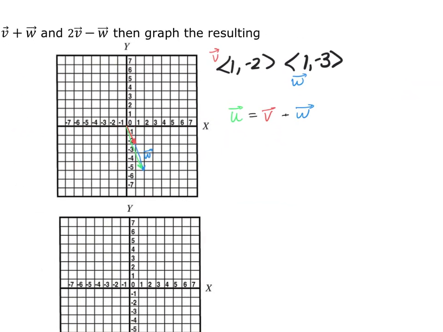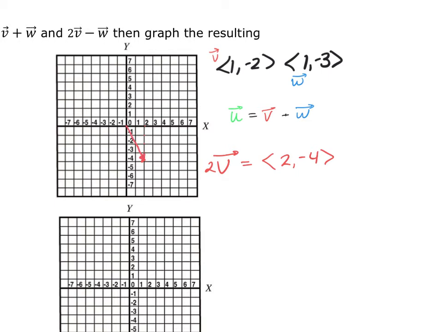So let's go over here and do the same thing. Now again, I'm going to have my v vector and 2 times my v vector, which is going to be 2 comma -4. So I'm going to do that first. So I go right 2 and down 4. 1, 2, 3, 4. Here we go. Here's my tip.